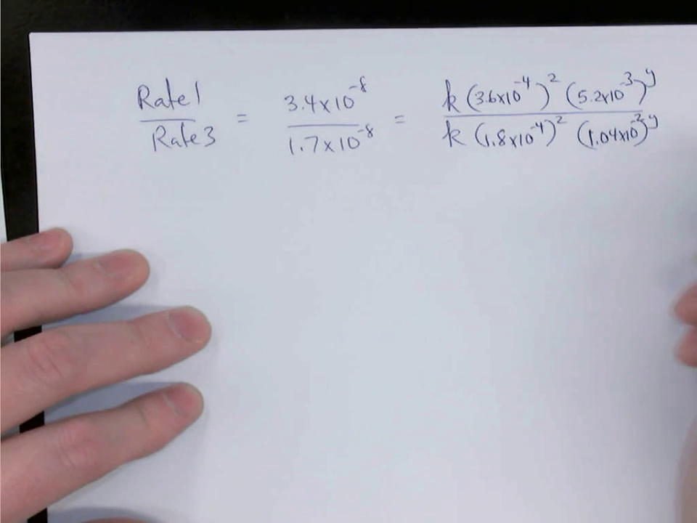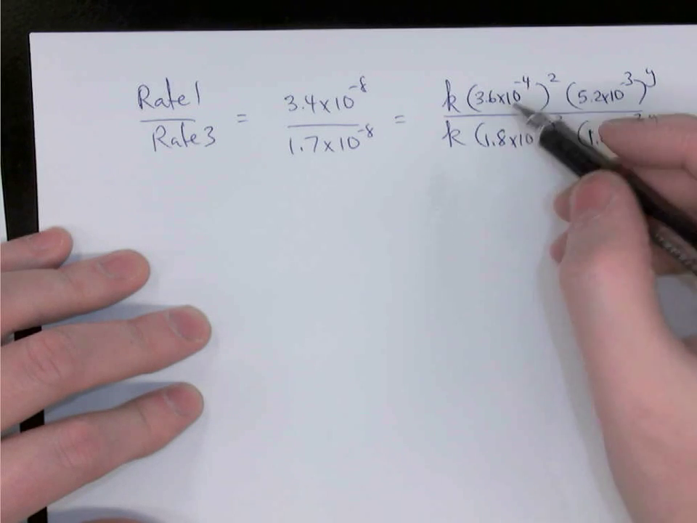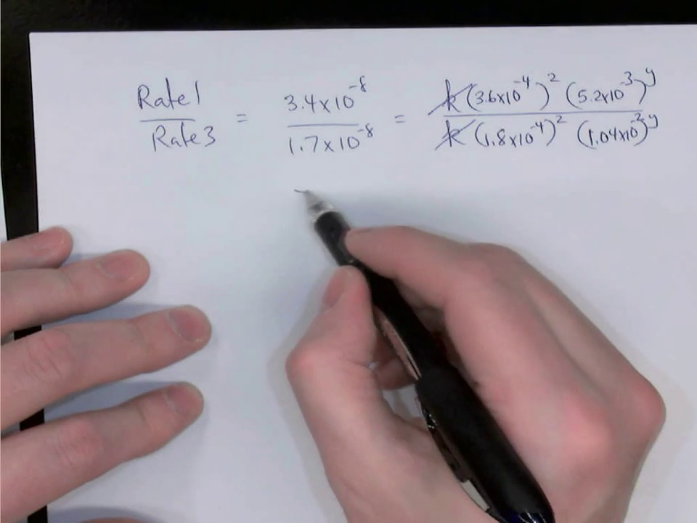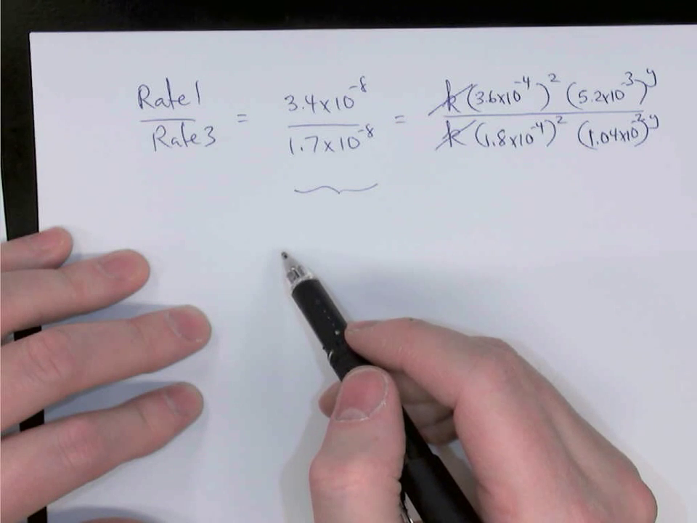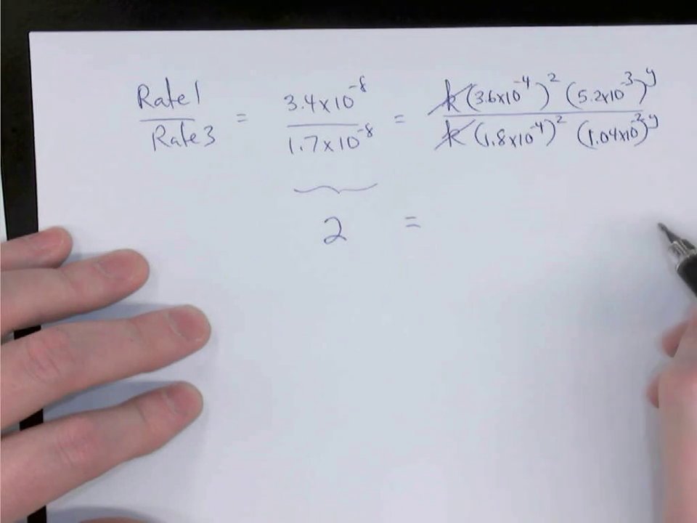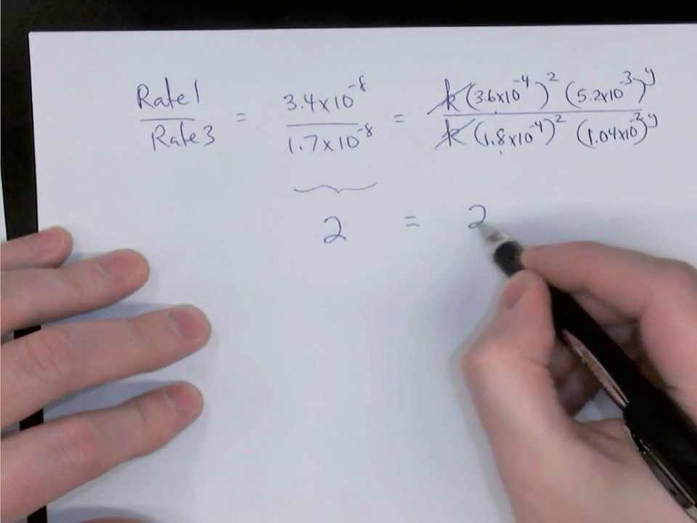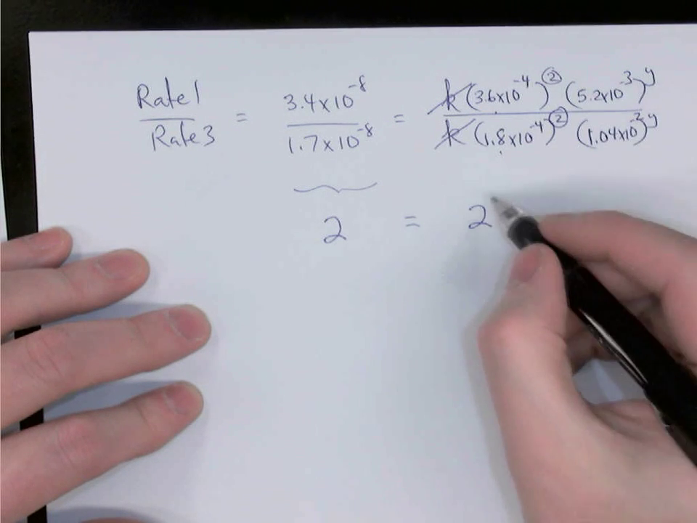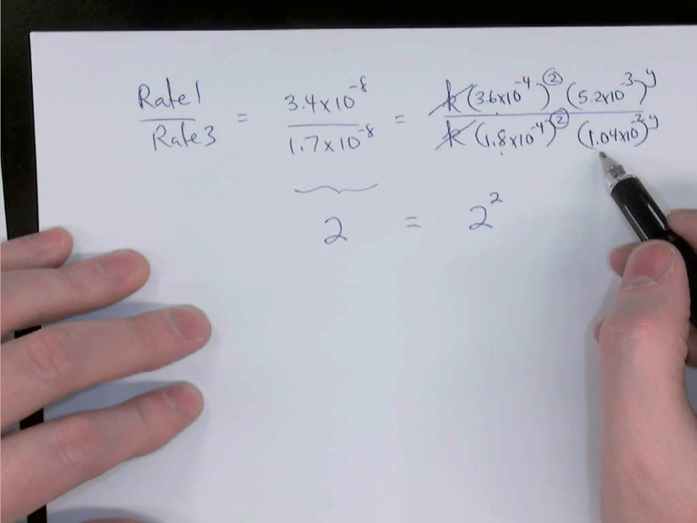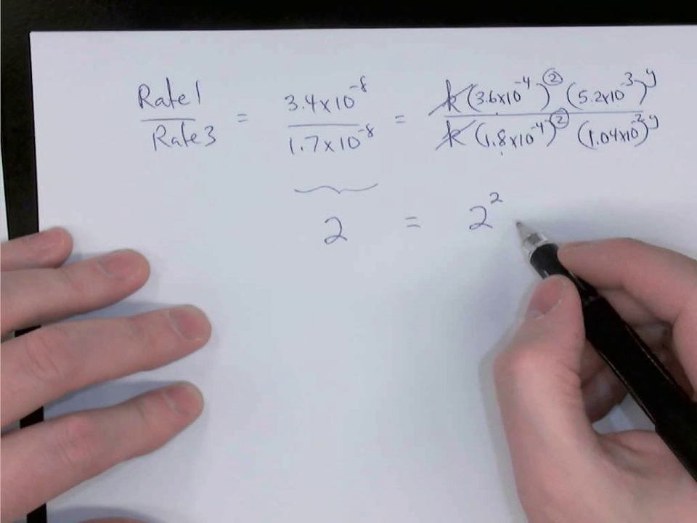Now what happens here when we divide? On the right, the only thing that's the same on the top and the bottom now is the rate constant, so it's the only thing that cancels. Now let's do the dividing. On the left, 3.4 times 10 to the minus 8 divided by 1.7 times 10 to the minus 8 gives me 2. On the right, 3.6 times 10 to the minus 4 divided by 1.8 times 10 to the minus 4 is 2, but that 2 has to be squared, so let's put to the power of 2. And then the other thing is 5.2 times 10 to the minus 3 divided by 1.04 times 10 to the minus 2. Now when I do that on my calculator, it gives me an answer of 0.5.